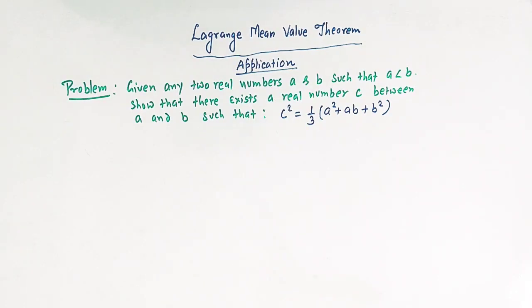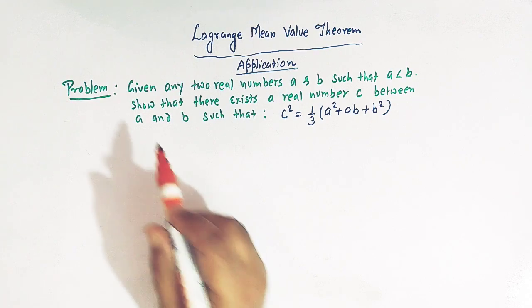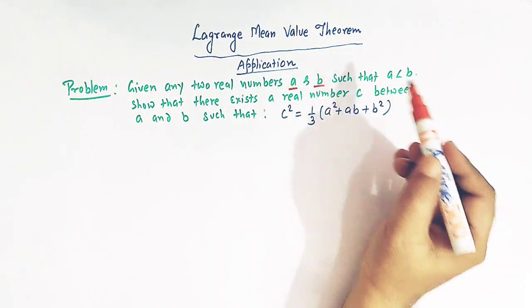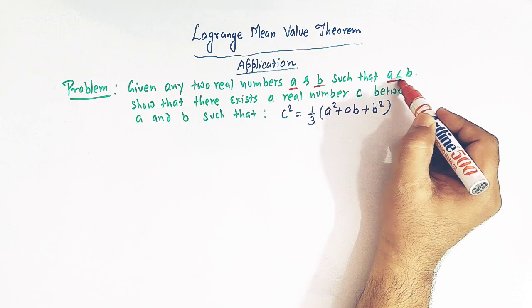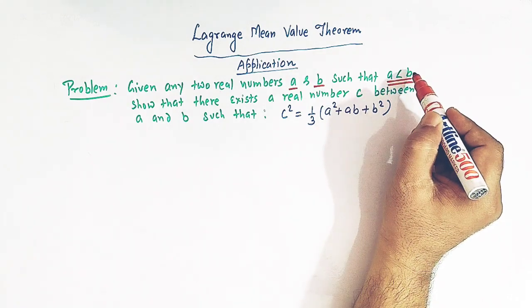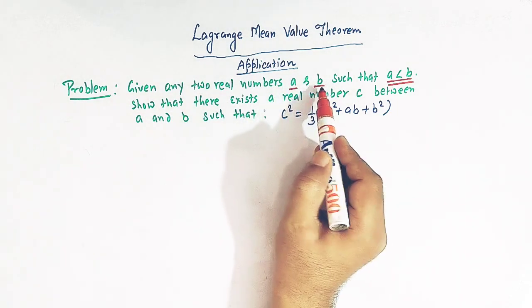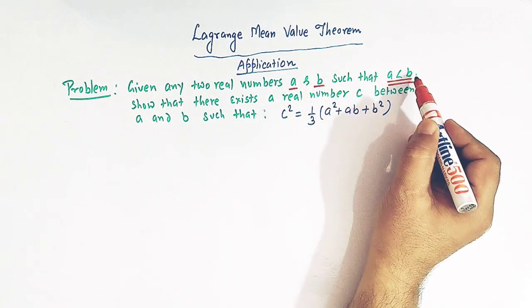Hello viewers, in today's class we are going to discuss one important application of Lagrange's mean value theorem in number theory. So here we have a very important problem, and the problem goes like this. We are given any two real numbers a and b such that a is less than b.